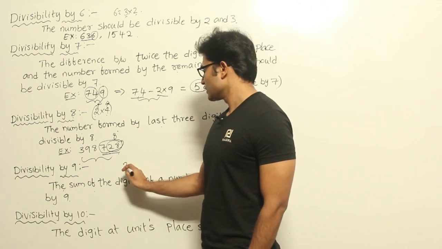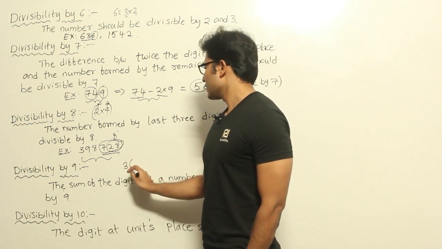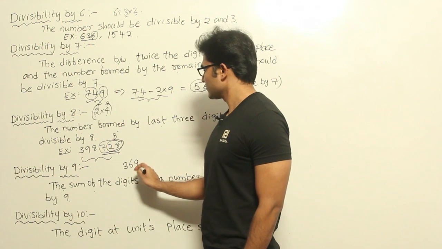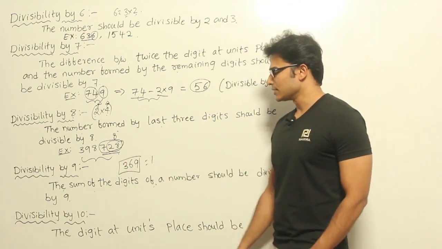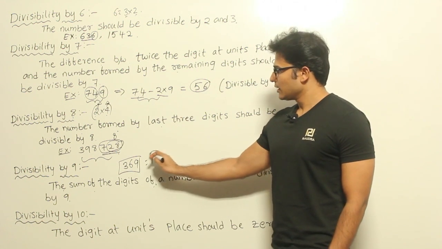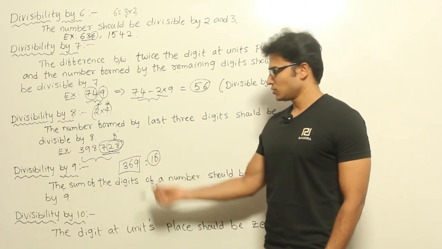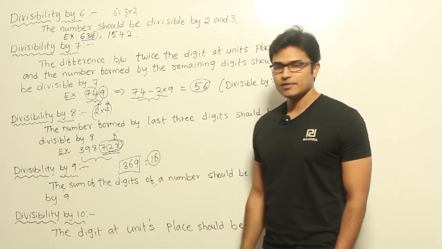If you have a number like this, let's say 3, 6, 9. Now you try to add all these digits, and it is going to give you 18. The sum is divisible by 9, and so we can say that this number is divisible by 9.